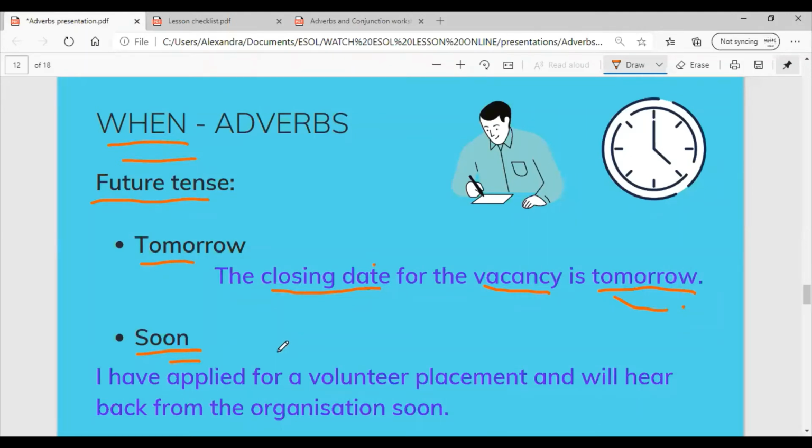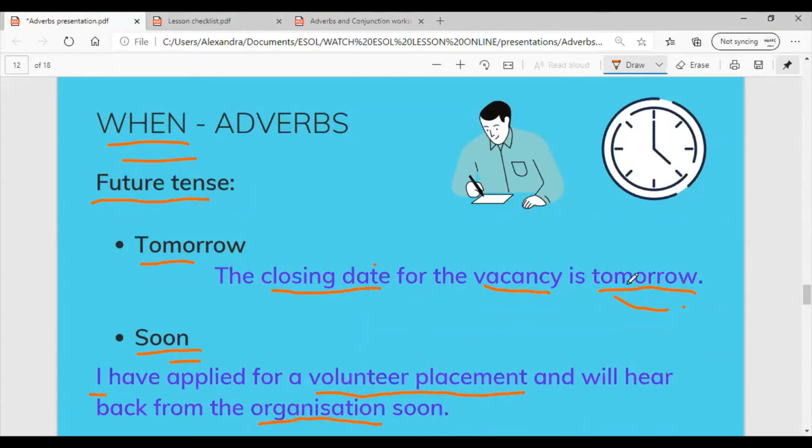So this is quite a long sentence, so we've got to break it down. So I, that's the person, so that's our noun, have applied for a volunteer placement. Volunteer placement is a thing, so that's a noun. And we'll hear back from the organisation, that's a place or a thing, soon.